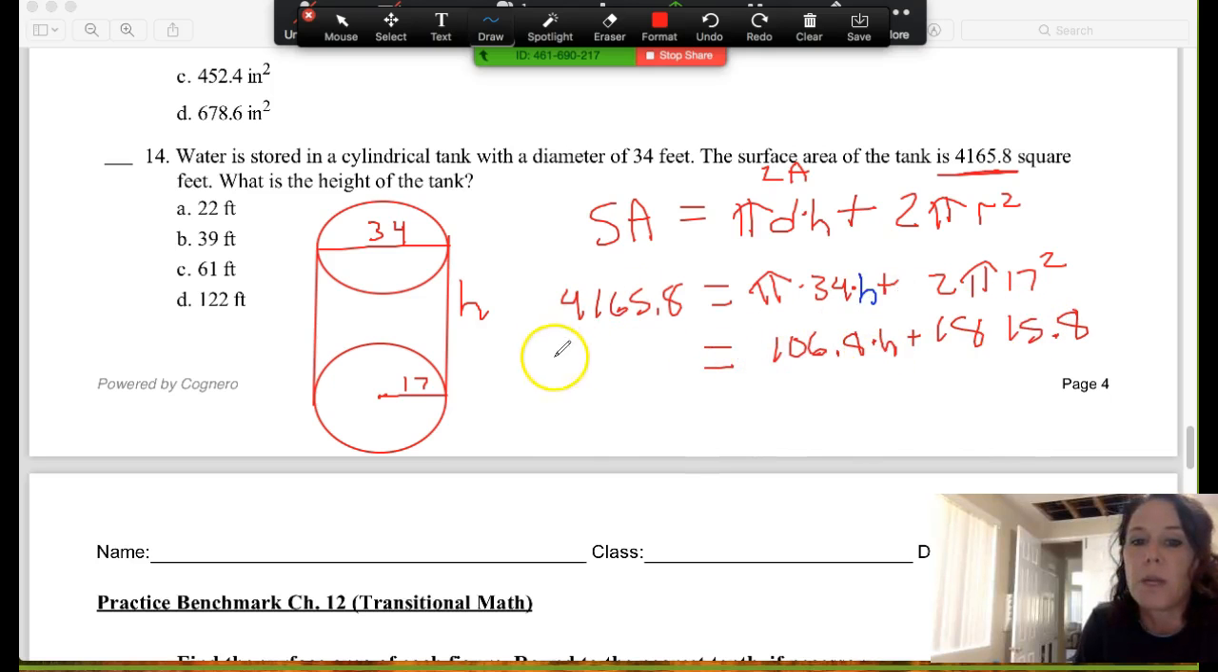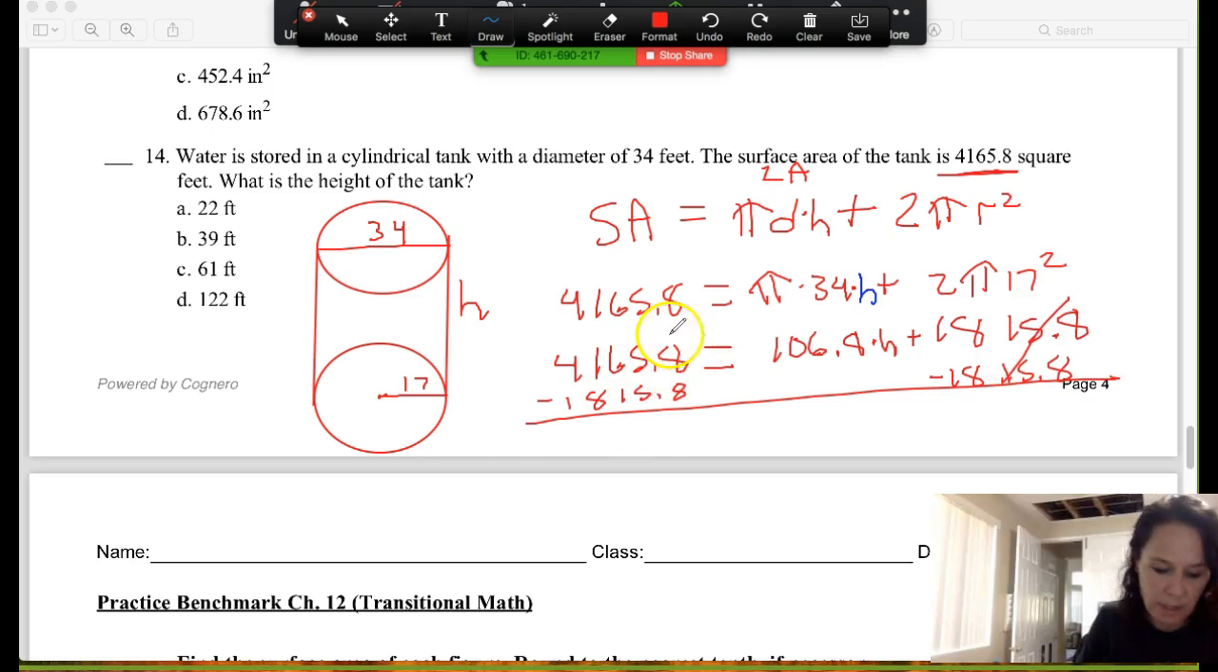But what I can do, we know it's equal to 4165.8. What I can do is I can subtract this to this side. So I'm going to go ahead and do my subtraction. Subtract this to this side. So by subtracting these, if I do, let's see, 4165.8, and I subtract off 1815.8, I'm going to get 2350, and that's going to equal 106.8 times h. I'm solving for h.